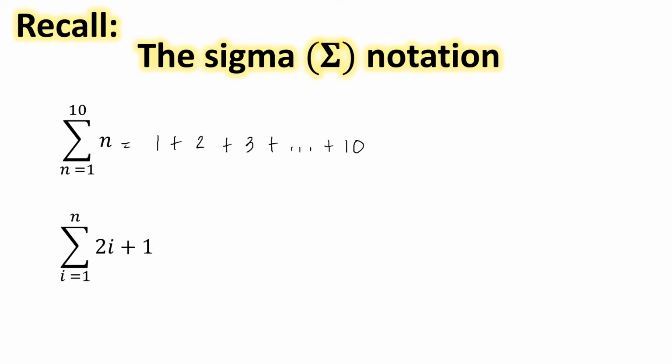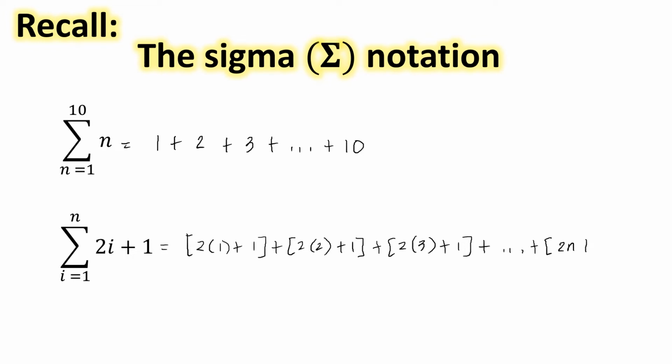Also, the summation notation 2i plus 1, where i is a positive integer from 1 until n, may be written as the sum 2 times 1 plus 1 when i is equal to 1, plus 2 times 2 plus 1 when i is equal to 2, plus 2 times 3 plus 1 when i is equal to 3, and the pattern continues until 2n plus 1 when i is equal to n.